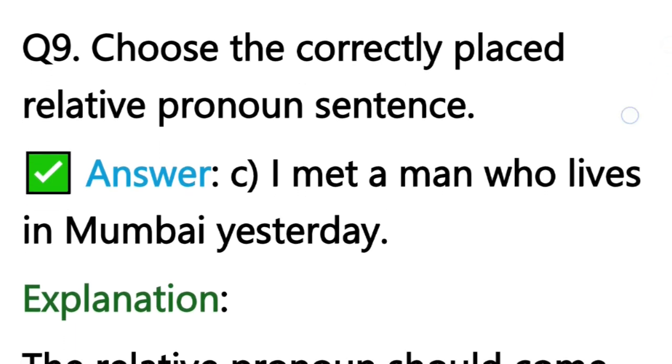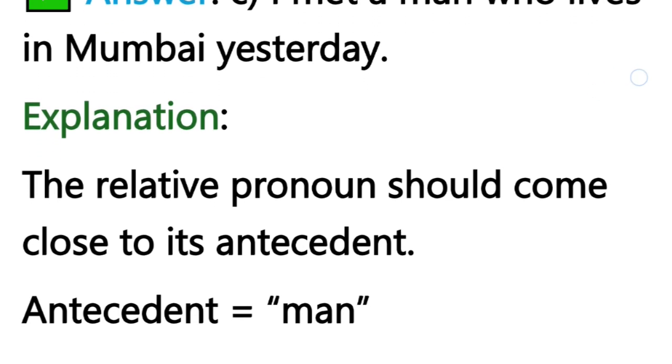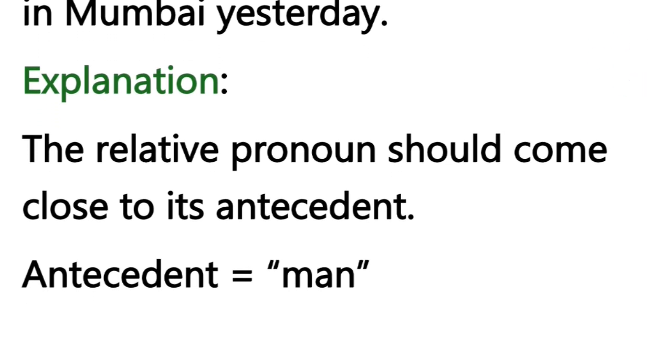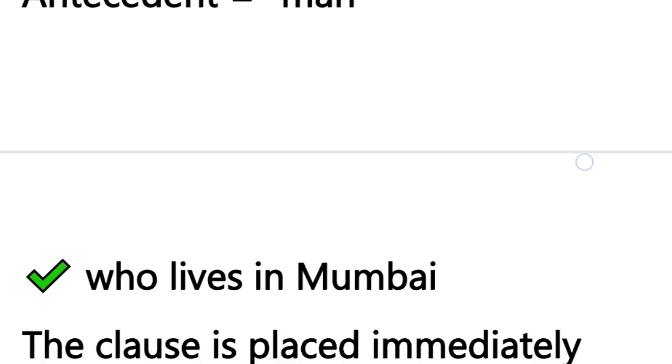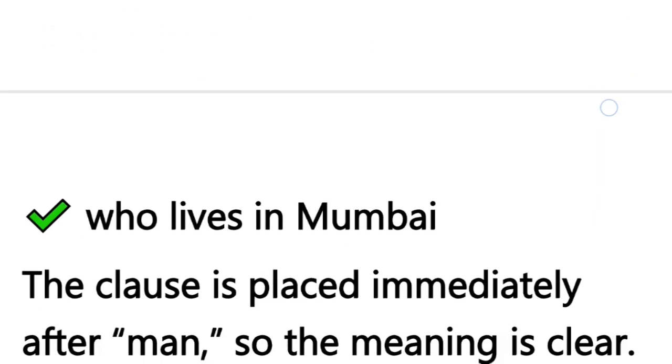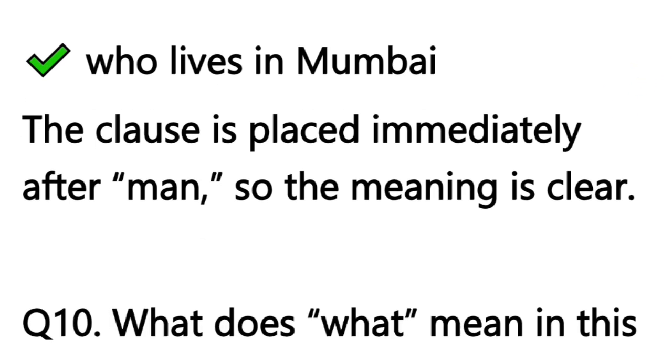Let's talk about question 9, which says choose the correctly placed relative pronoun sentence. Answer will be option C. I met a man who lives in Mumbai yesterday. So who we have used right after the noun, which is the antecedent also, man. The relative pronoun should come close to its antecedent. Antecedent is man. So right after this we have used who. Who lives in Mumbai? This clause is placed immediately after man, so that the meaning is clear.